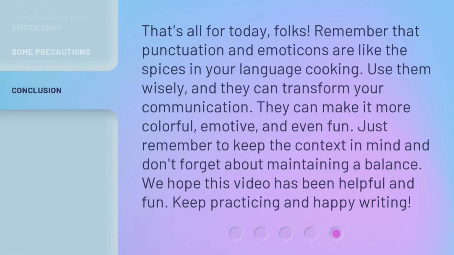That's all for today, folks. Remember that punctuation and emoticons are like the spices in your language cooking. Use them wisely, and they can transform your communication. They can make it more colorful, emotive, and even fun. Just remember to keep the context in mind and don't forget about maintaining a balance.